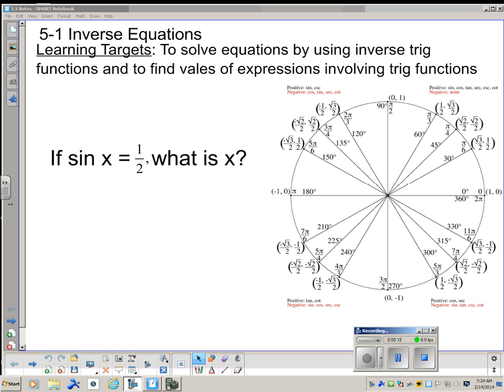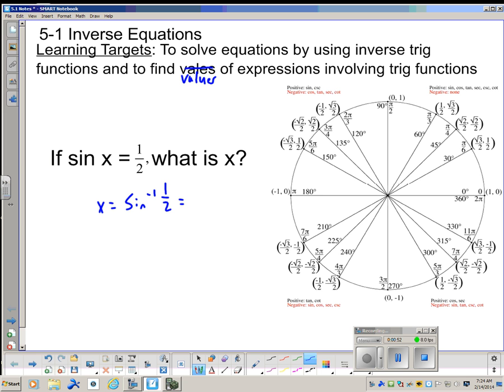So our learning targets here are to solve equations by using the inverse trig functions and to find values of expressions involving trig functions. So basically we're looking at our inverse sine, inverse cosine, inverse tangent, things like that. If you wanted to find, if the sine of x is equal to 1/2, what is x? Well, we could use our inverse sine of 1/2 here, but we want it in radians. So x is equal to the inverse sine of 1/2.